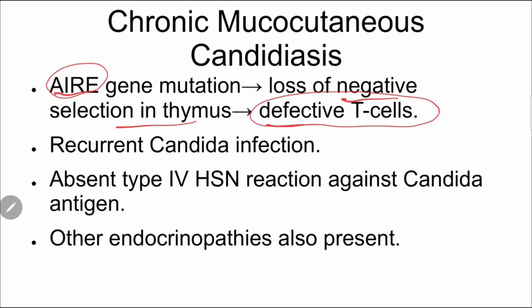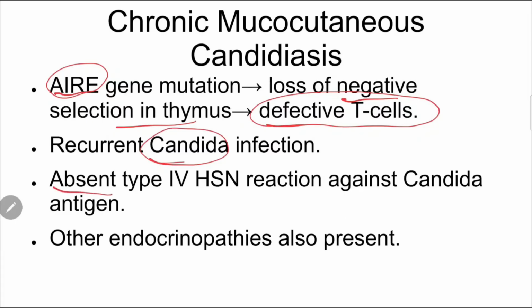And when you have dysfunctional T cells, then obviously you will be more prone to fungal infections, and especially in this case, candidal infections. I've talked about candida before. It presents like an oral thrush that can be scraped off with a tongue scraper.